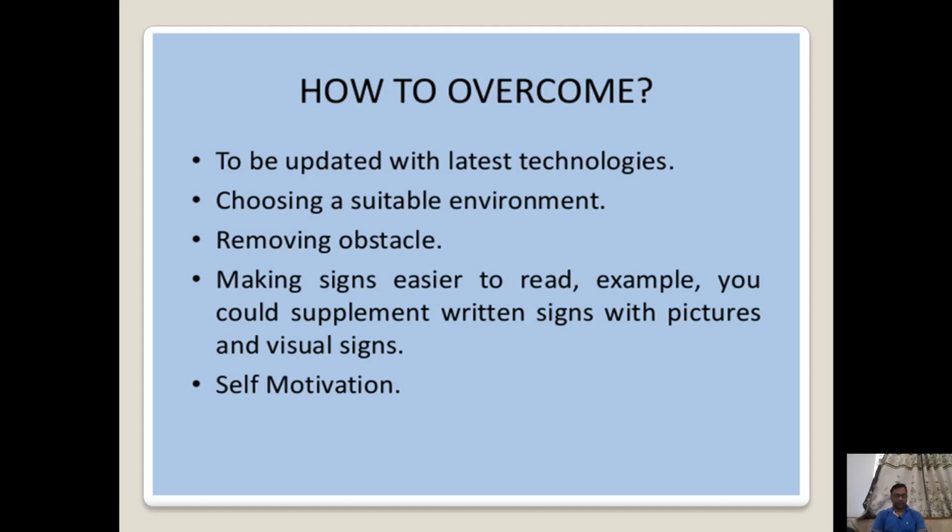Removing obstacles: whatever obstacles are there in communication between two persons, it cannot be successful. So if you want to build powerful communication, you need to remove the obstacles between two people's communication. Making signs easier to read: for example, you could supplement written signs with pictures and visual signs. Even with the help of different images or pictures, you can make effective communication. Self motivation is a key to any success. So if you are self motivated, you can overcome such barriers.